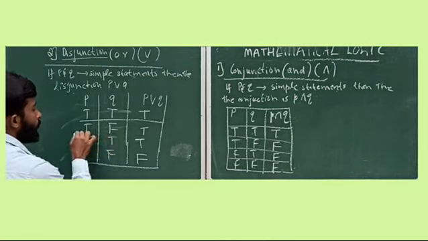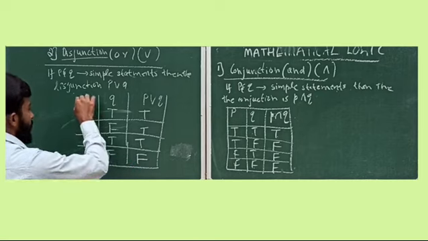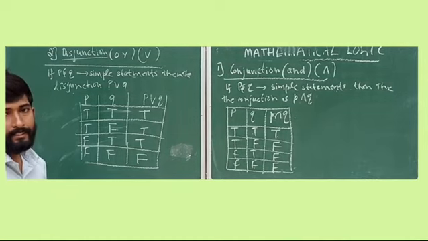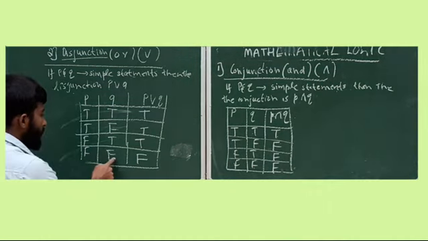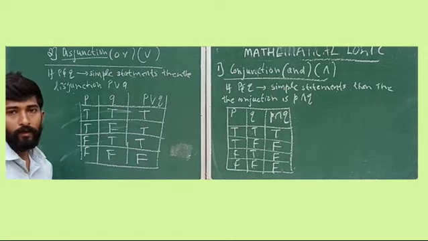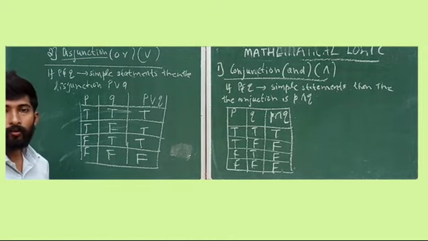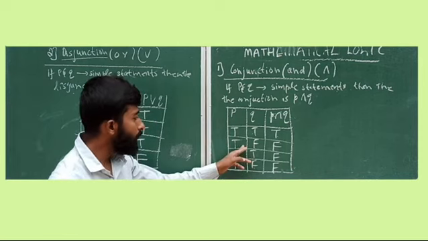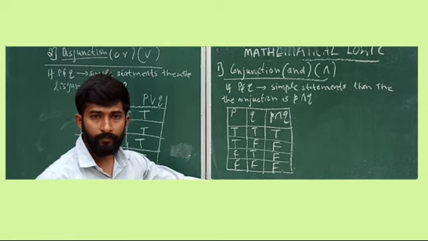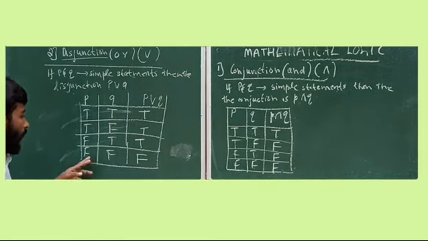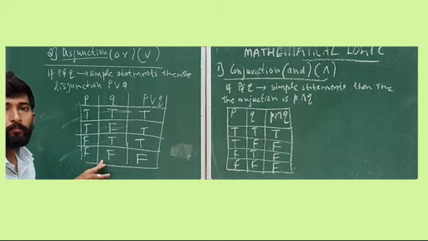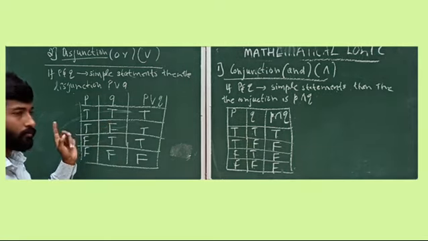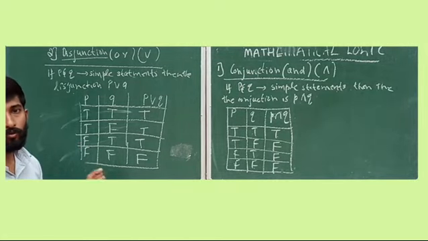If any one condition is true, that means in two statements any one statement is true, then the disjunction value is true. If both the conditions are false, that means P is false, Q is false, then only the disjunction is false. Remember, in "and", if any one is false, then the statement is false. But the "or" condition is false only when both the statements are false. In all other cases, that means if any one is true, then the statement is true.